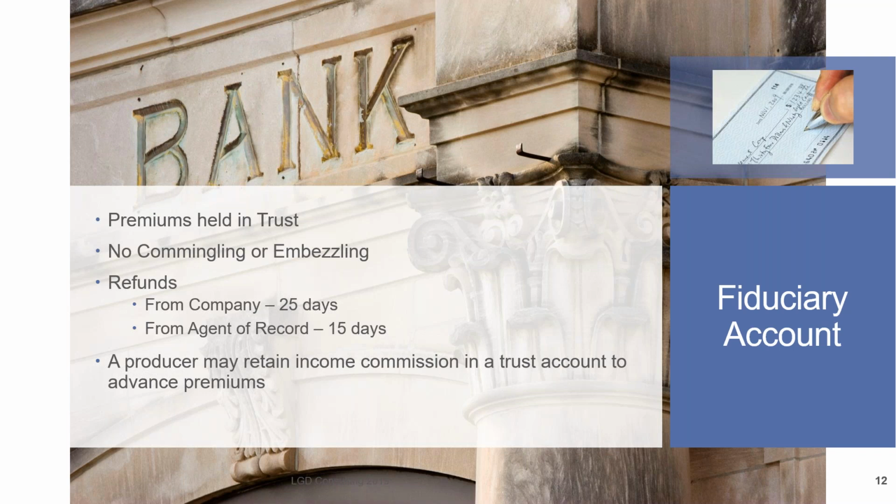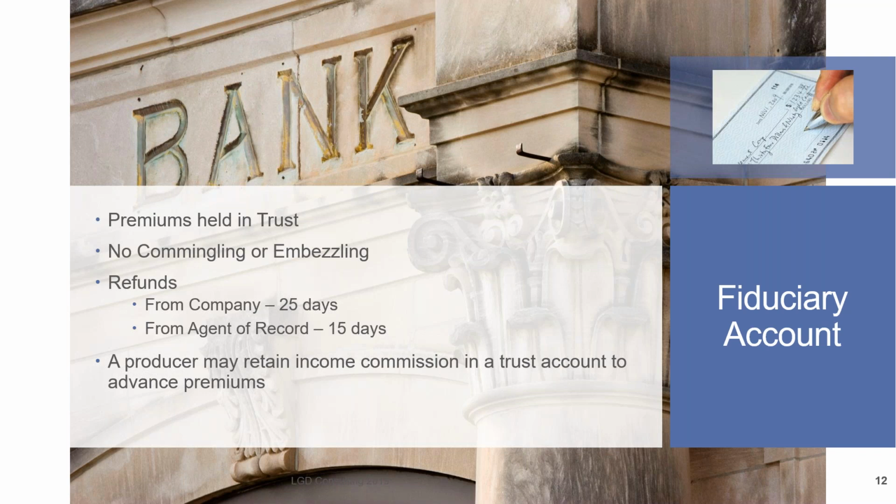Okay. What's tricky is this last bullet. A producer may retain income commission in a trust account to advance premiums. So let's say you sell a policy to a client and you have a contract with the company where you get 50%. I'll just keep it simple, round numbers. So the client pays you $100, right? You send 50% of it to the company to pay for the policy. That other 50% sits in this fiduciary account until the end of the month when you pay your agent or yourself commission.